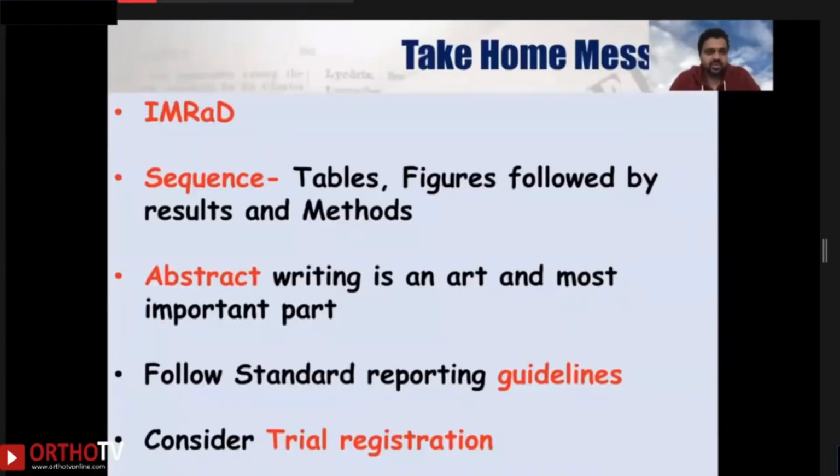So, my dear friends, the take-home message: the broad structure is IMRAD. The sequence I always follow is tables and figures first, then the results and methods, followed lastly by the introduction and discussion. Abstract writing is an art and the most important part. By following standard reporting guidelines, life is much easier. You can ensure that all important things are mentioned, and always consider trial registration if you want to target good journals. Thank you.